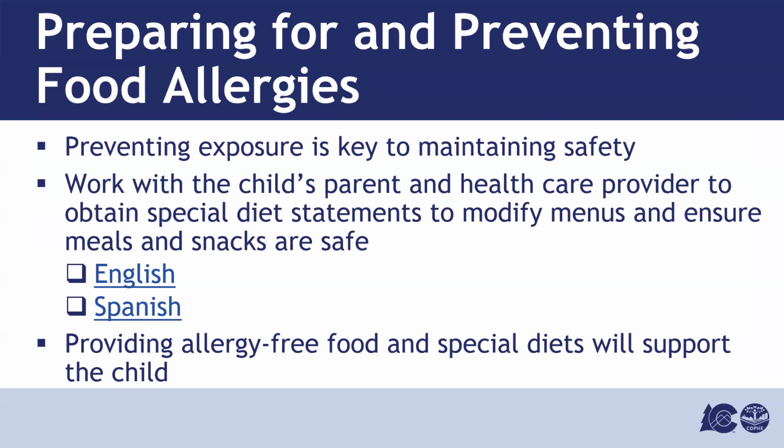One of the most important steps in caring for a child with severe allergies is to prevent exposure to the food they are allergic to. A child's parent can request a special diet statement from their healthcare provider that helps modify the child's meals and snacks. This statement communicates to your childcare program what foods the child should not eat and which foods may be substituted. For example, a child with a peanut allergy may not be able to eat peanut butter, but may substitute with sun butter made from sunflower seeds or other substitute.